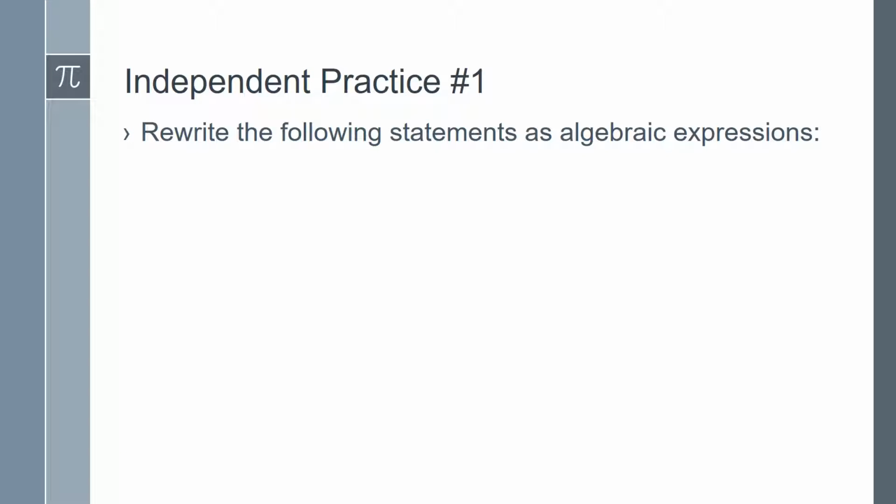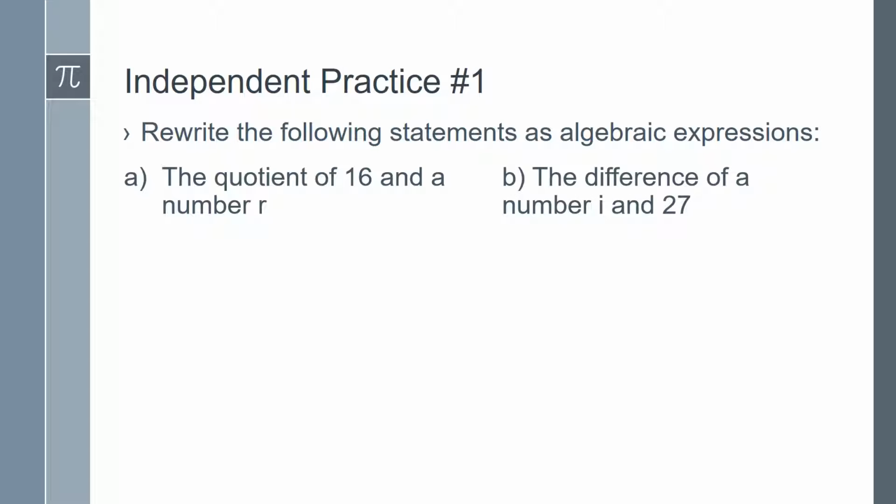Independent practice number 1. Rewrite the following statements as algebraic expressions. A. The quotient of 16 and a number r. B. The difference of a number I and 27. Now is a good time to pause the video to work on this problem if you haven't done so already.